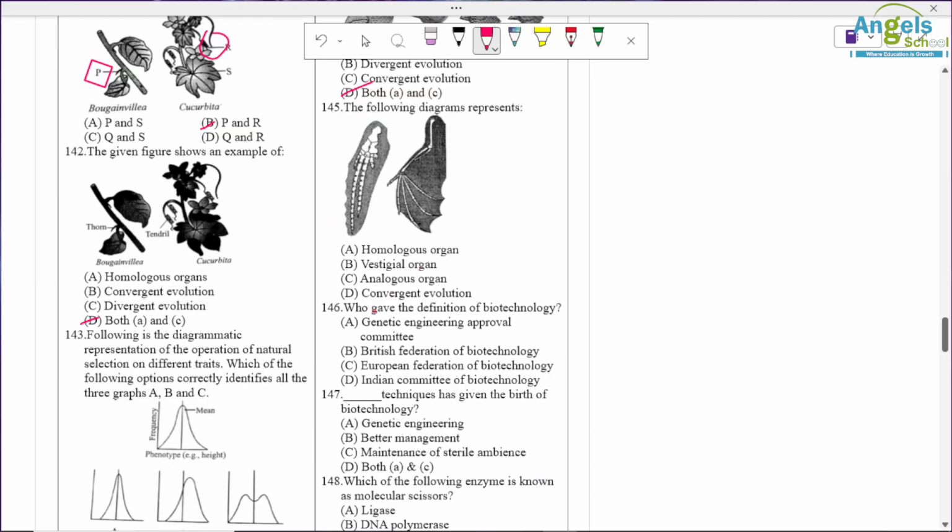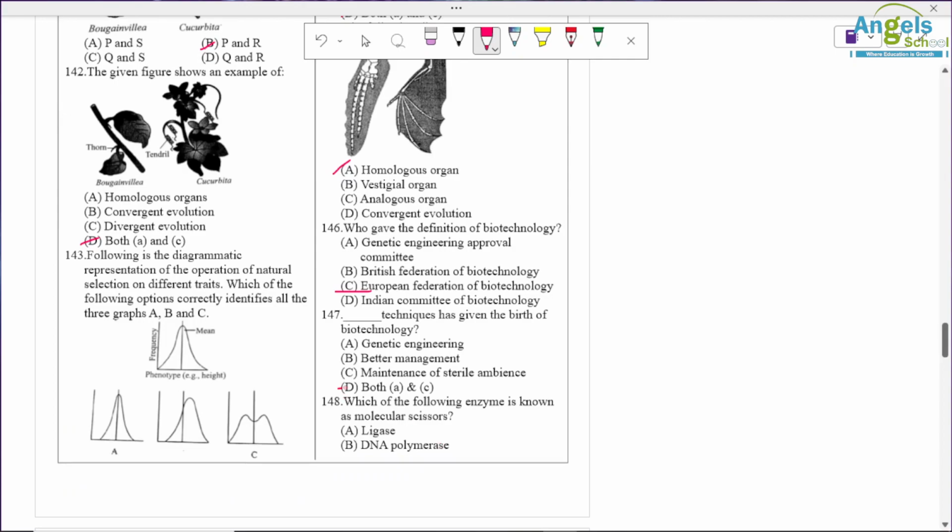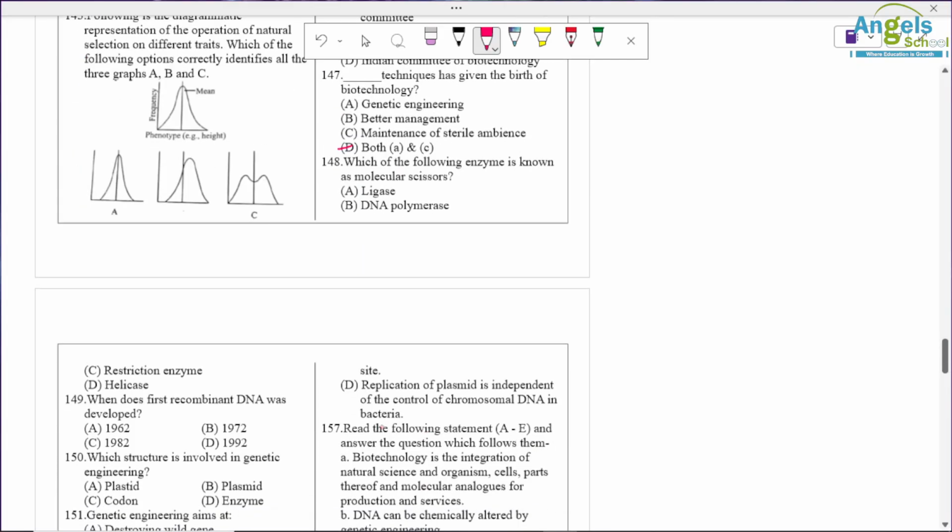Again the diagram represents homologous organ. Who gave definition of biotechnology? So European Federation of Biotechnology gave definition of biotechnology. Which technique has given birth to biotechnology? So genetic engineering and maintenance of sterile ambience give birth to biotechnology. Which of the following enzyme is known as molecular scissors? So restriction enzymes are molecular scissors. When was first recombinant DNA developed? So it was developed in 1972.